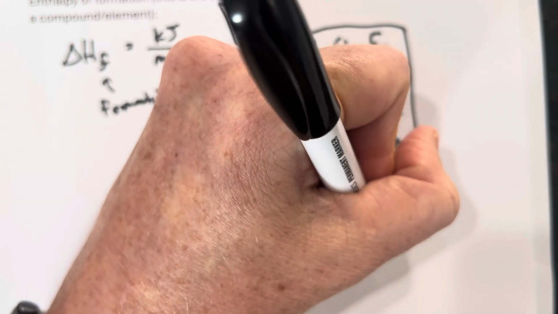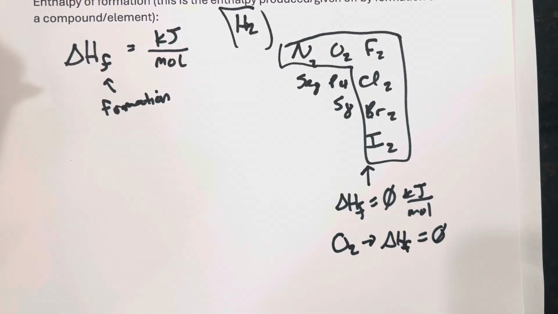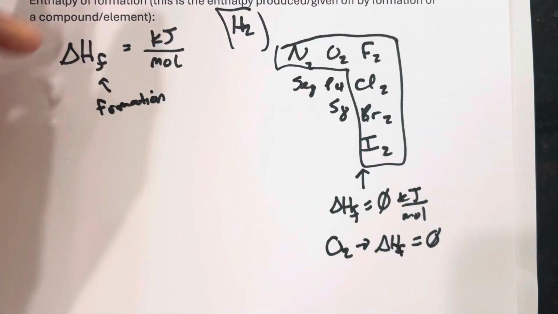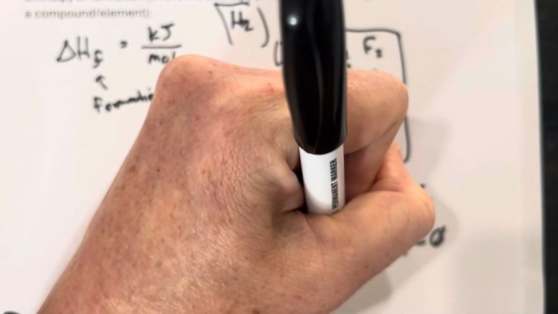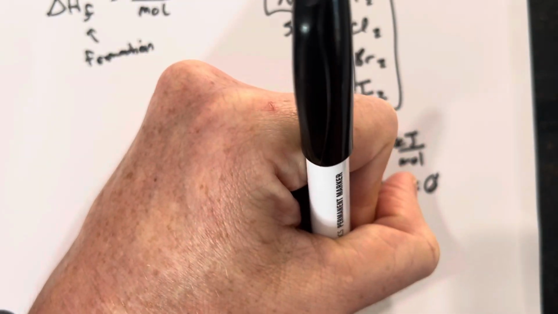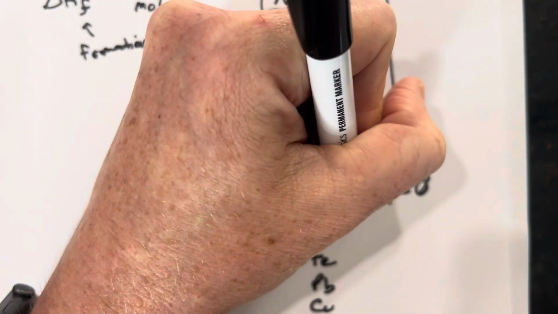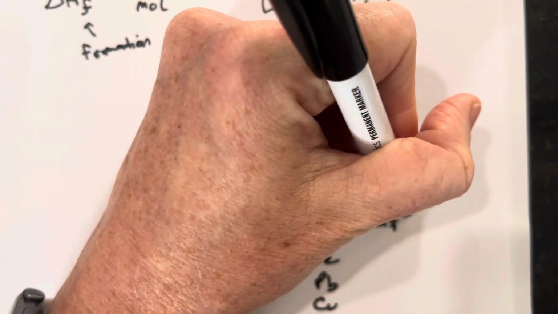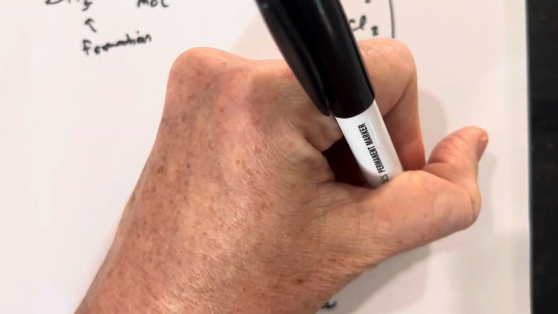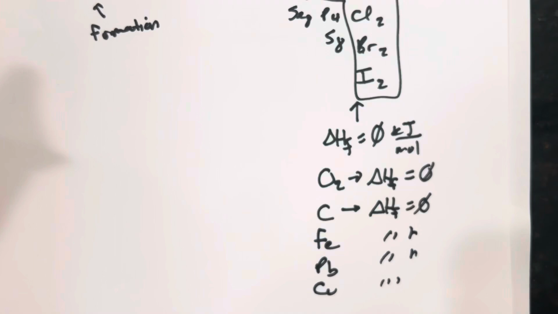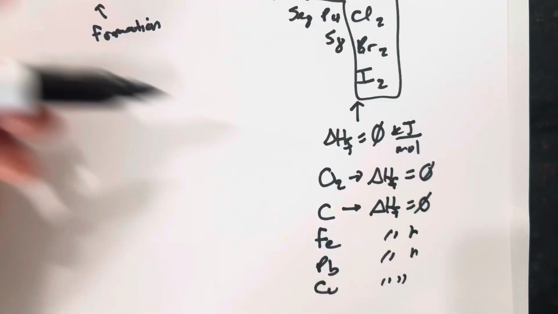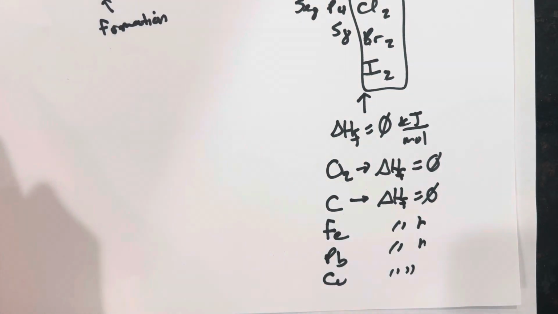So for example, if you have O2, its delta H formation is 0. If you have anything else that's monoatomic, carbon, iron, lead, copper, all of these, the delta H of formation equals 0. Same for this, that, and that, okay? Every single one of them, the delta H of formation equals 0.